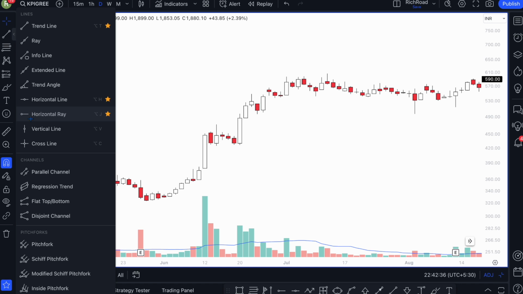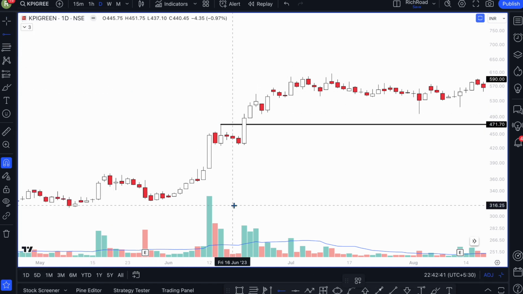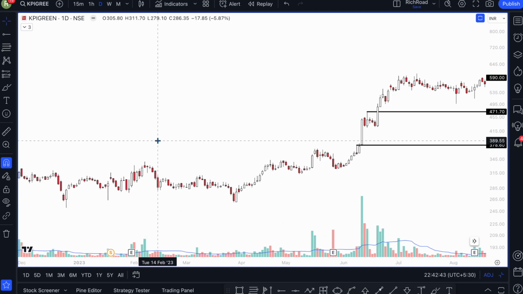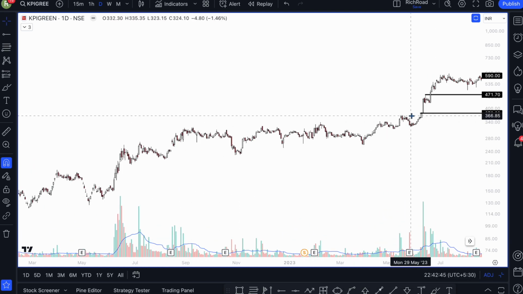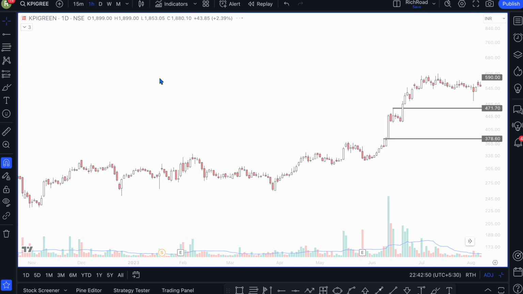See this candle here. A lot of wick present over here. A lot of wick present over here as well. So let's see where it is happening. This wick is happening where? And this wick is happening where? And what happened afterwards? Let's have a look.